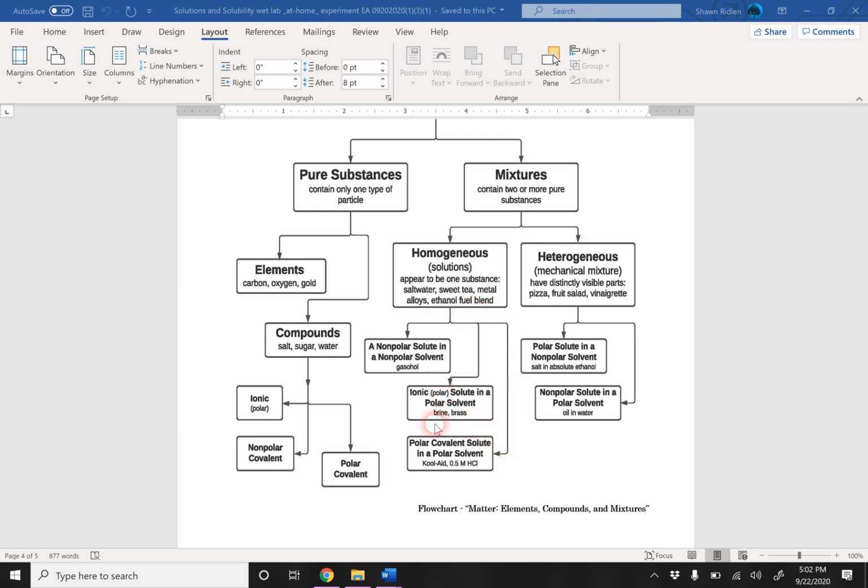Okay, then I could have a polar covalent solute and a polar solvent. So this would be something like sugar dissolved in water or Kool-Aid. I give the example here. Or HCl, so where I have a strong acid which ionizes, that can be dissolved into water.